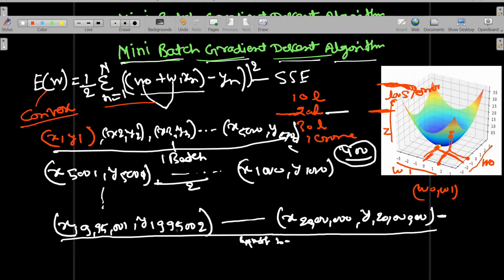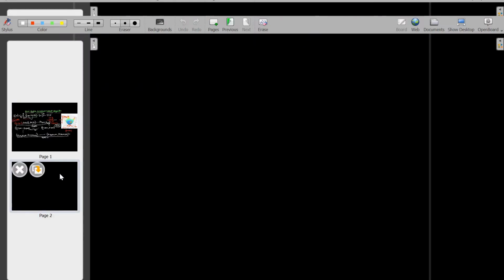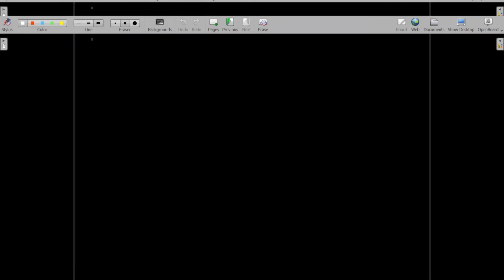So what we are going to do is apply our mini batch algorithm on each and every batch. So let's see how we are going to apply this in mini batch. I hope you have understood this. What are we doing in this mini batch gradient descent algorithm? Now let's see the actual algorithm, how it is working.